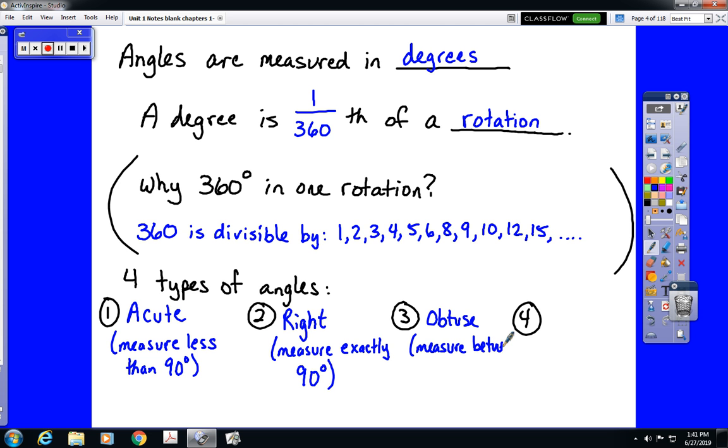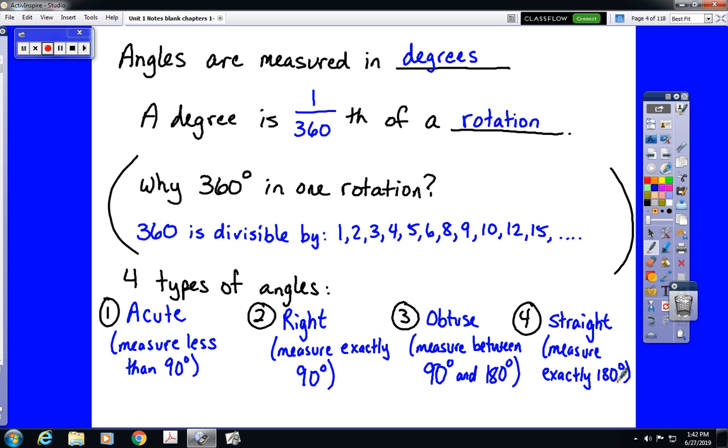between 90 degrees and 180 degrees. And here in trigonometry, we are also going to refer to straight angles, which measure exactly 180 degrees. So we have those 4 angle types that we're going to be dealing with in this class: acute, obtuse, right, and straight.